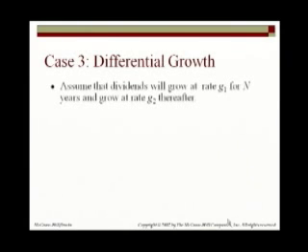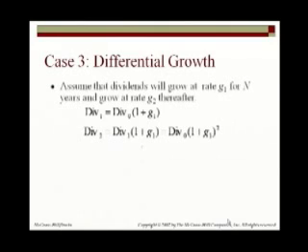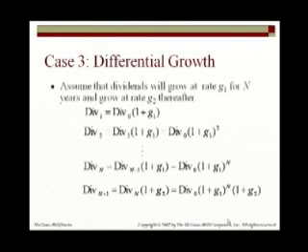So dividend 1 will be dividend 0 times 1 plus G1. Dividend 2 is dividend 1 times 1 plus G1, or D0 times 1 plus G1 squared. And we go all the way up to time n. And then from n to n plus 1, the growth rate changes to G2. So you see that the dividend at time n plus 1 is the dividend at time n times 1 plus G2, which is D0 times 1 plus G1 to the n times 1 plus G2.